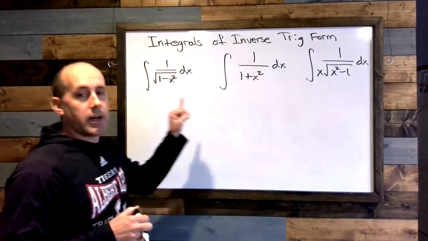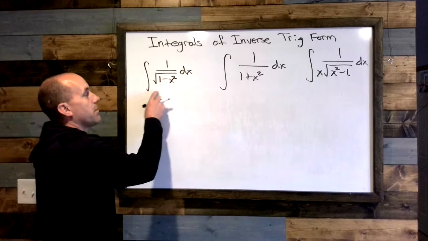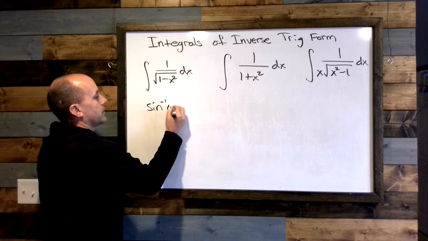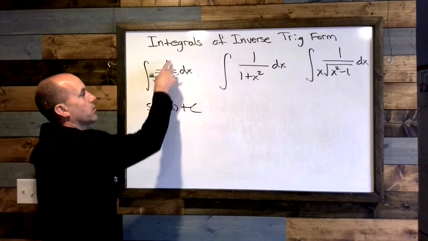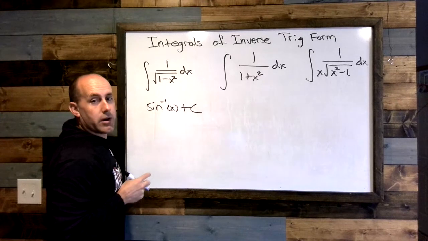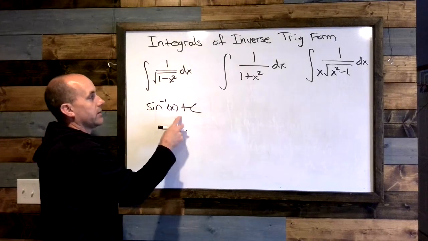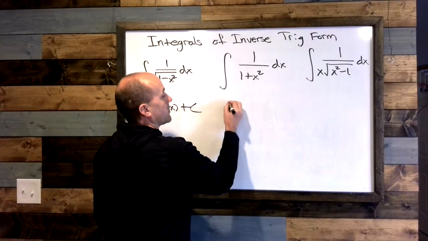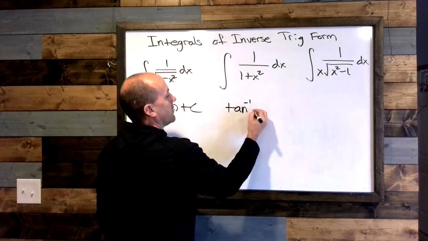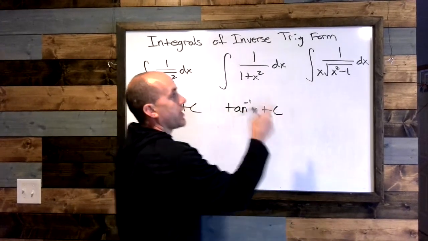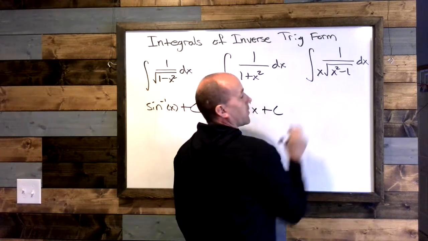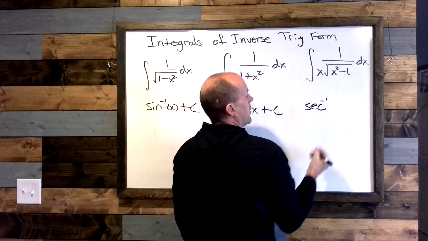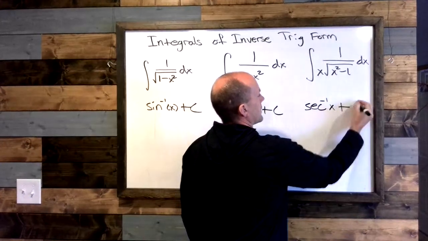Okay, integrals of inverse trig form. So maybe you remember that if you take the derivative of arc sine, you get 1 over the square root of 1 minus x squared. And so therefore the antiderivative of that gives us arc sine. The antiderivative of 1 over 1 plus x squared is going to give us arctangent of x. And the antiderivative of 1 over x times the root of x squared minus 1 is going to be arcsecant of x plus c.